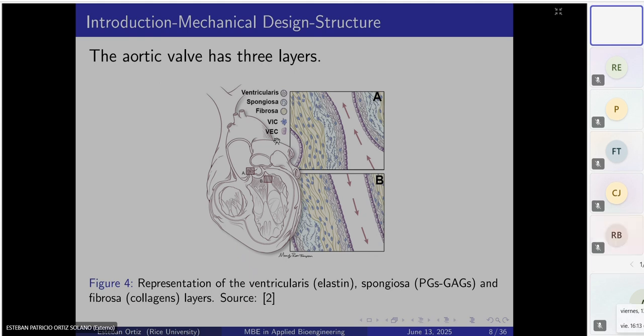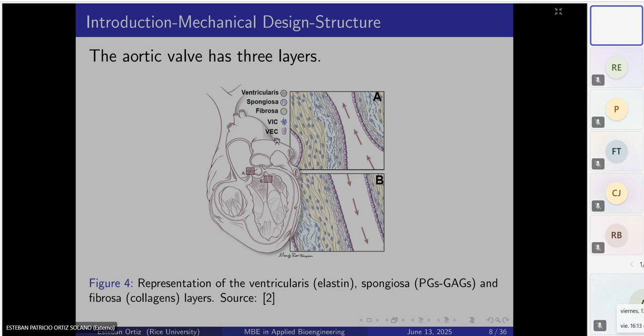What is the composition of the tissue of the valve? I'm not going to be extremely specific. I just want you to keep in mind that there are three layers: the ventricularis layer, the spongiosa layer, and the fibrosa layer. And you have different kinds of cells. What is the main purpose of each layer of this tissue? The ventricularis has a lot of elastin. As the name says, the main purpose of elastin is to provide flexibility to the tissue.